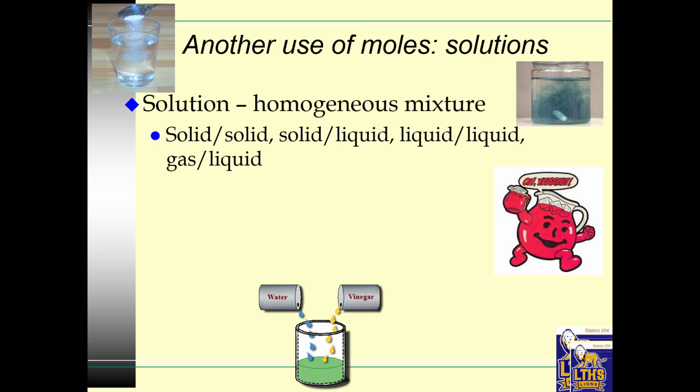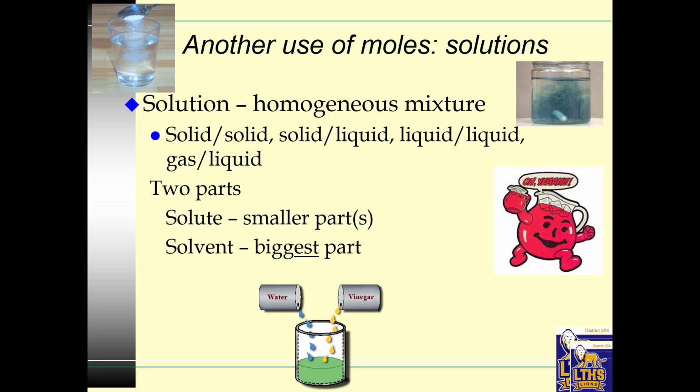You could have solids mixed together, solids and liquids, liquids and liquids, gases and liquids. Two parts of a solution are the solute and the solvent. So if you mix two liquids like water and vinegar, it's called miscible. Okay. Solid and liquid makes Kool-Aid. Solid and liquid makes salt water. Liquid and liquid makes food colored water.